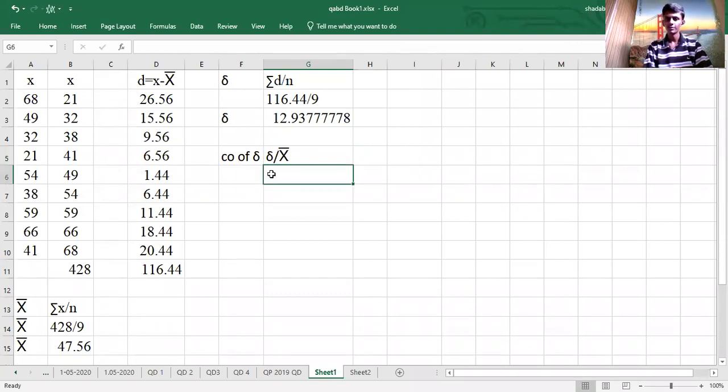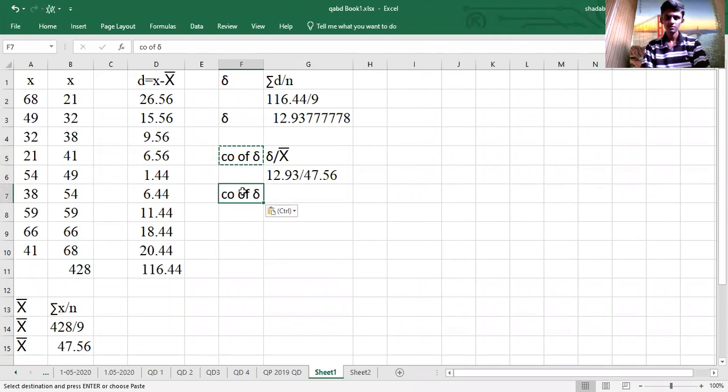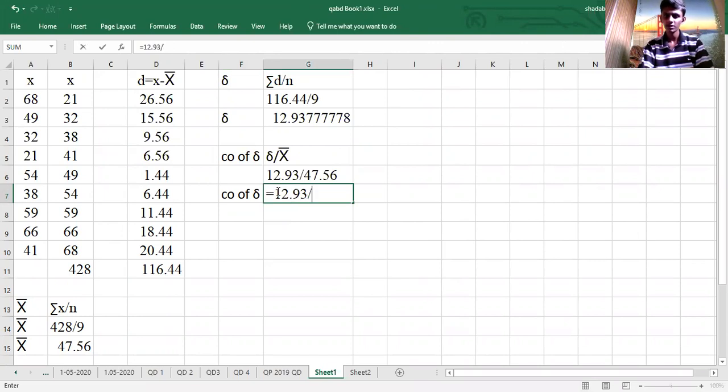Now the mean deviation we got is 12.93, divided by 47.56. So the coefficient of delta equals 12.93 divided by 47.56. We'll get 0.27, precisely 0.2718, as our coefficient of delta. This is what we have done by using the direct method.